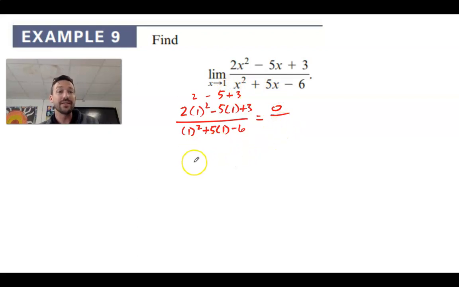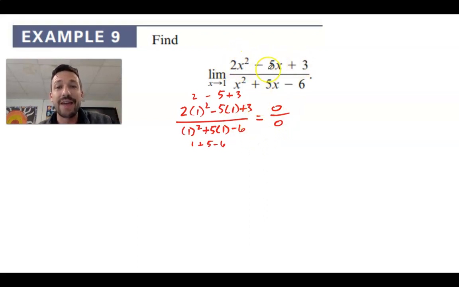Now, what I'm hoping is the bottom's not going to be 0, because if it's 0, then I have to factor and cancel. If it's not 0, the answer is just 0. Like if it gives me 4 or something, my answer is 0. But let's see what we get here. 1 squared is 1, plus 5 times 1 is 5, minus 6. 1 plus 5 is 6, minus 6 is 0. I got 0 over 0. So I plugged in, I got 0 over 0, so that means I then factor and cancel.